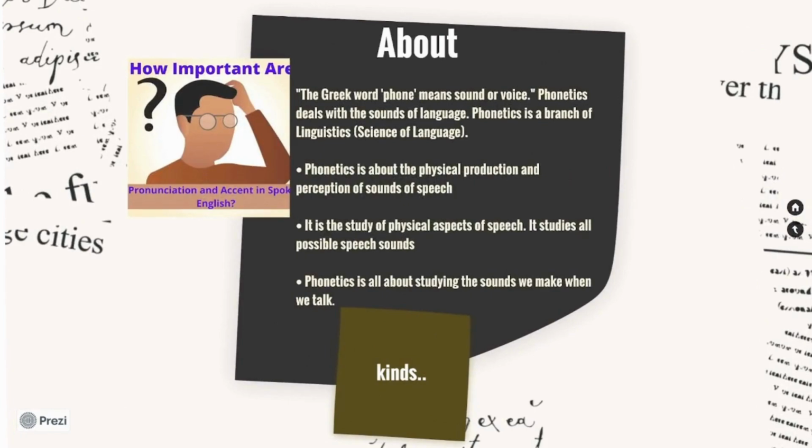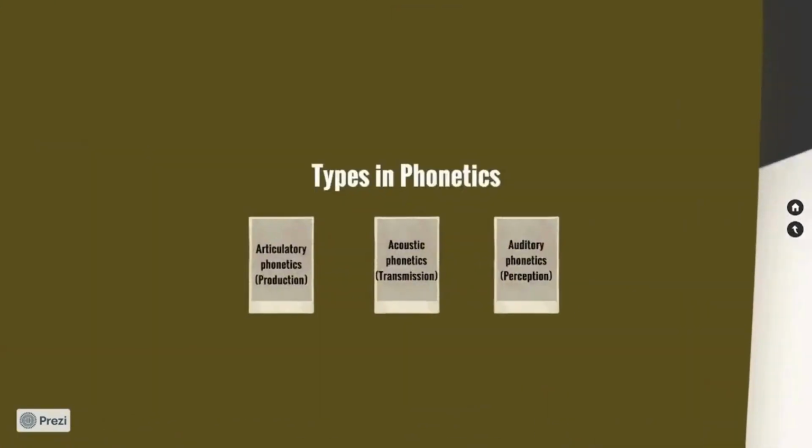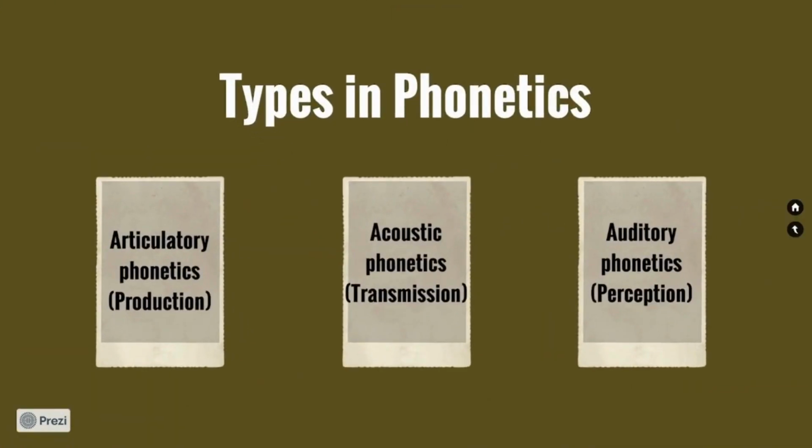The Greek word phone means sound or voice. Phonetics deals with the sound of a language. Now we are going to see about the sound of the English language. It is a branch of linguistics, and it is about the physical production and the perception of the sounds of speech. So phonetics is all about the study of sound in language, and it has three types: articulatory phonetics, acoustic phonetics, and auditory phonetics.